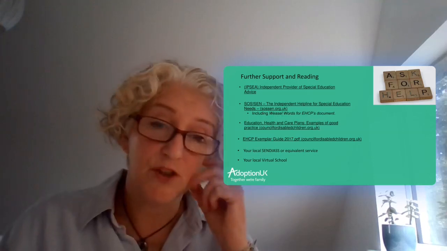Okay, just some further reading for you. As I said, do ask for help. Get help with this. It feels like a very big job. Take it a bit at a time. IPSE, Independent Provider of Specialist Education, have fantastic legal advice so that you know where you stand with things. SOS!SEN have fantastic helplines, wonderful documents. They're a charity. They have a document called Weasel Words for EHCPs. I think it costs about £2 or something. Might be a bit more now. But great at giving some indicators as to the words you want to find in your EHCP that will really make it concrete.